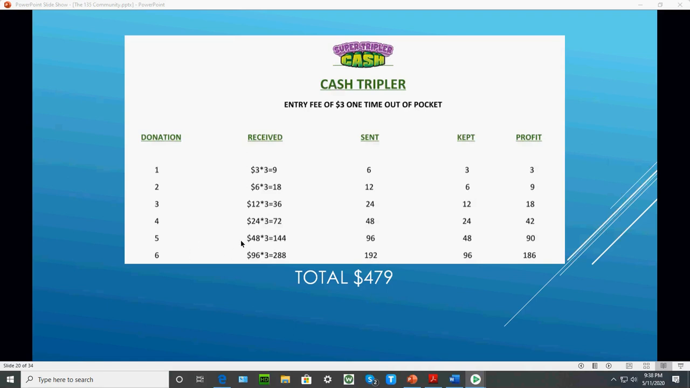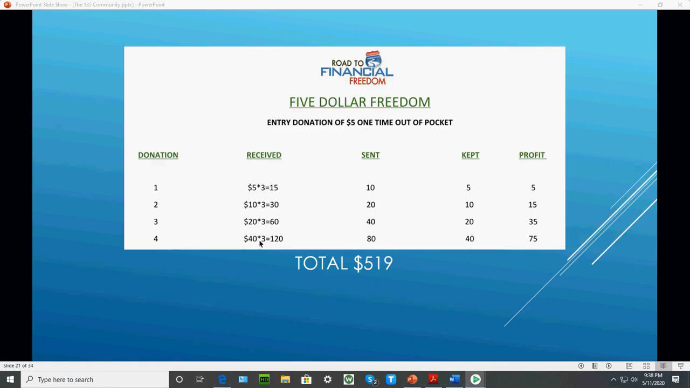The 6th donation day in the cash tripler becomes the 4th donation day in the $5 freedom. Now that's $40 that you're taking in from each of the 3 people. That's $120 altogether. $80 of that goes to your inviter. You keep $40 for yourself. Now you've accumulated $75 just in the $5 freedom. That's $519 to this point.